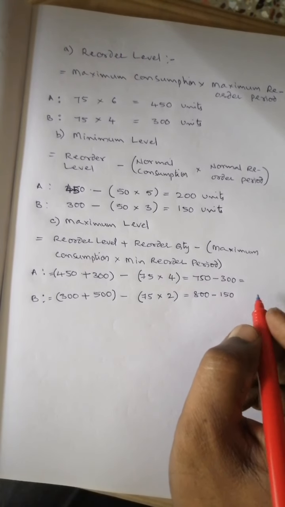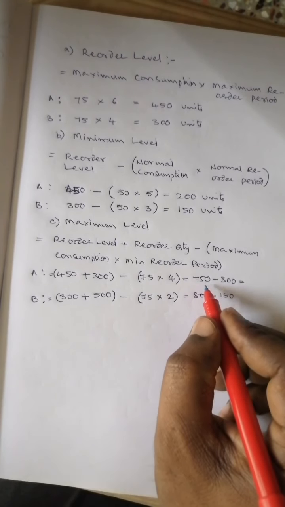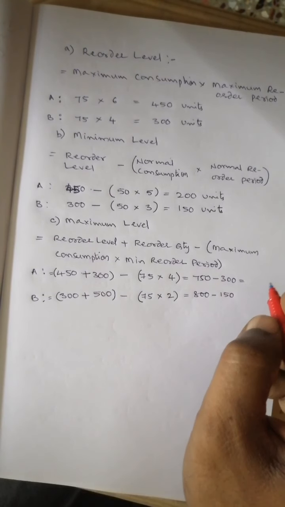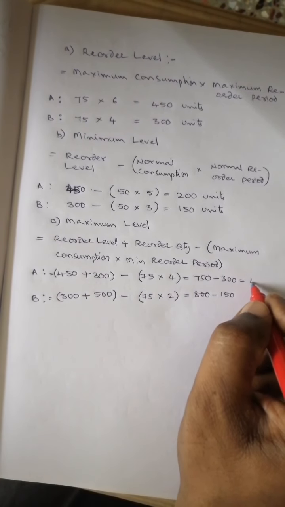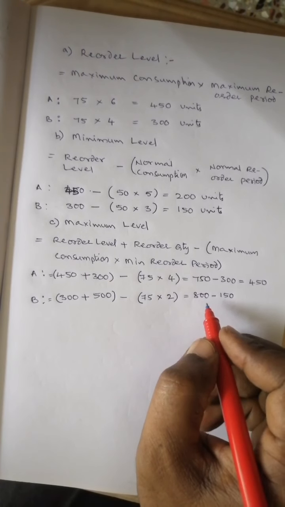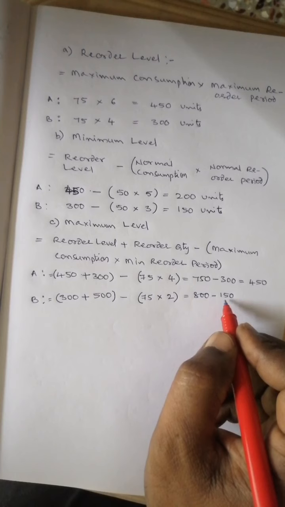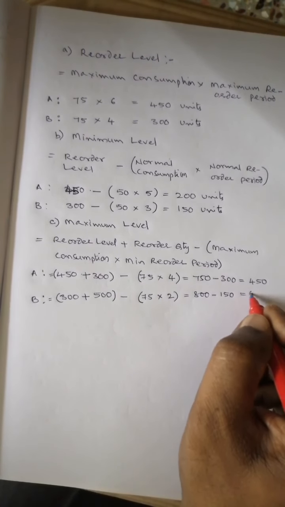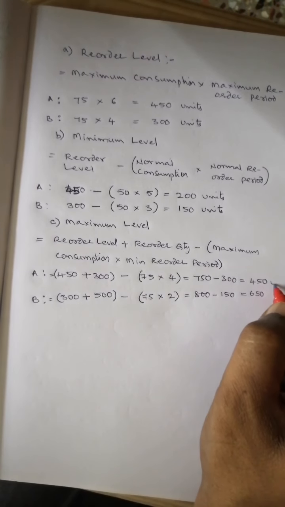Now what is the maximum level? 750 minus 300 is equal to 450. 800 minus 150 is equal to 650 units.